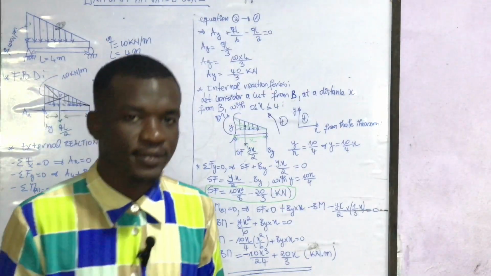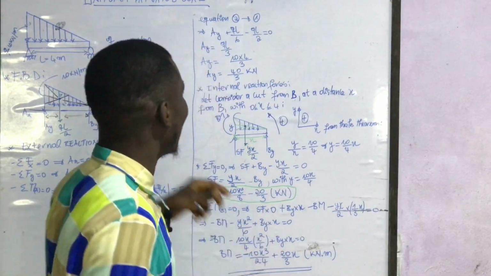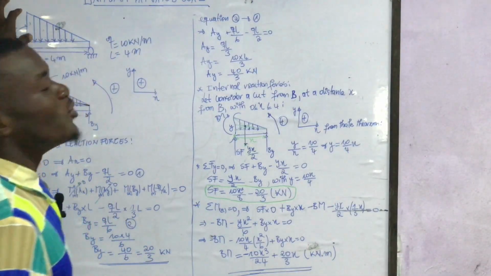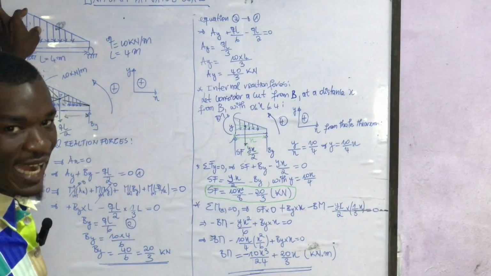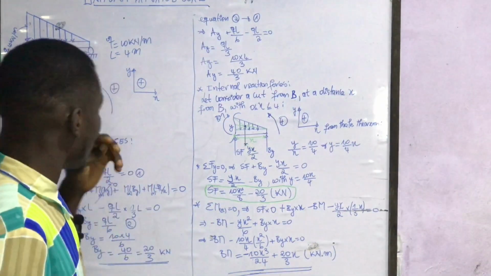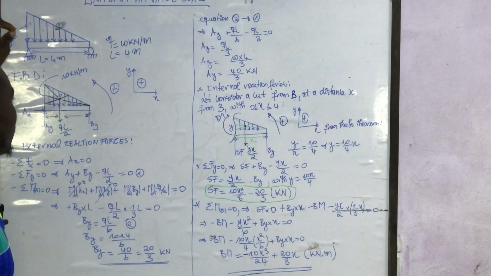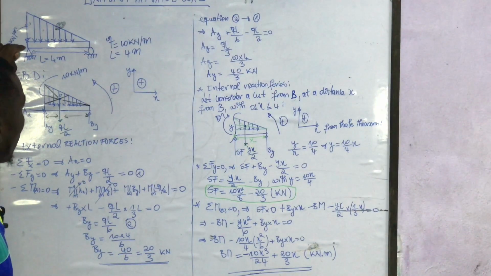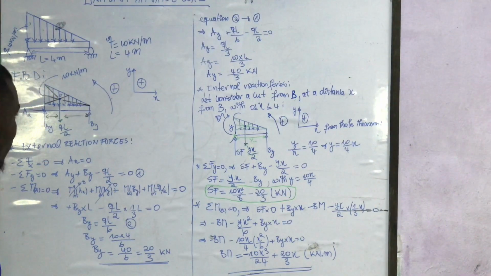Okay, hello guys. Today we are still going to talk about structural analysis again. We are going to analyze a simply supported beam with a uniformly varied load this time around. As you can see here, we have a load of 10 kilonewton, which is varied all along the beam. The span of our simply supported beam is 4 meters.